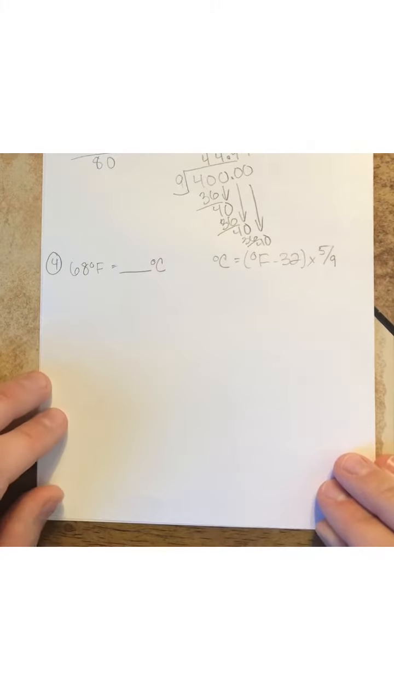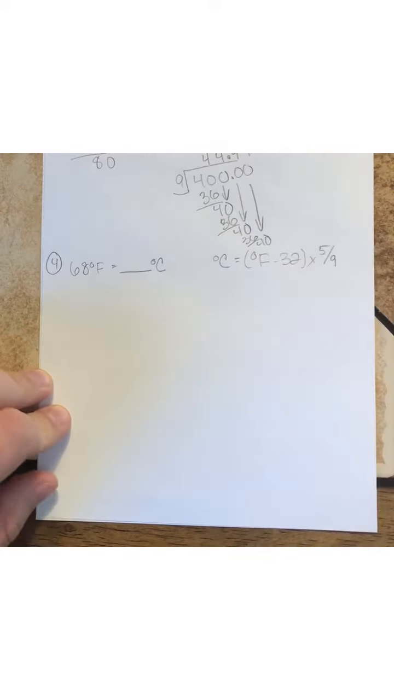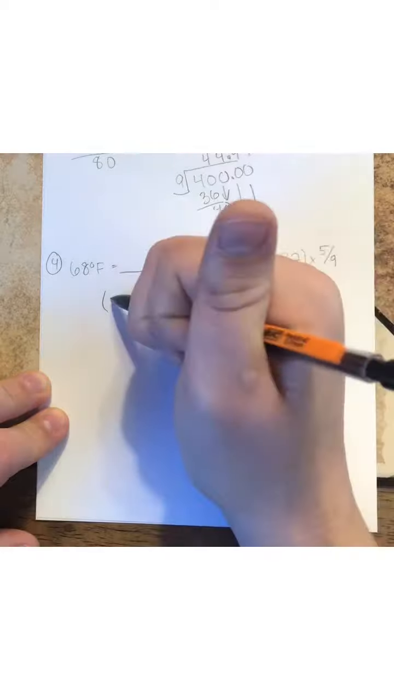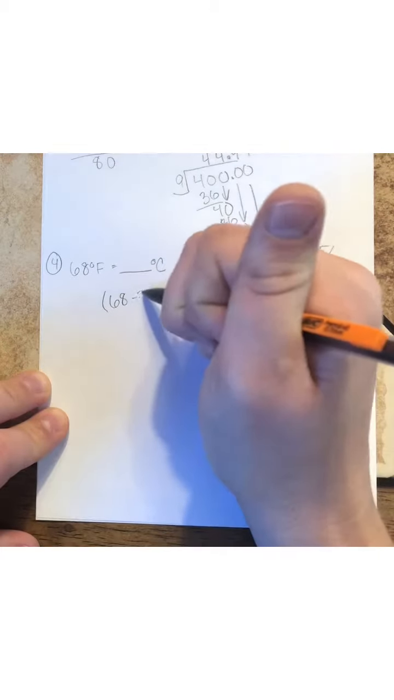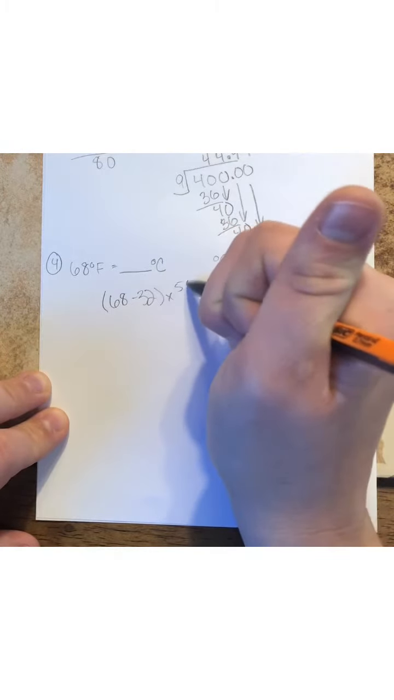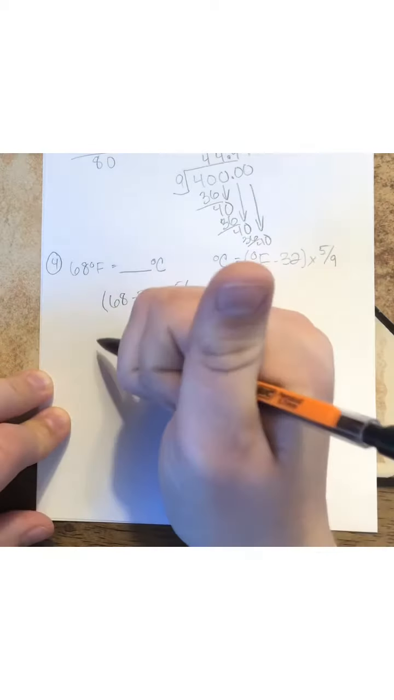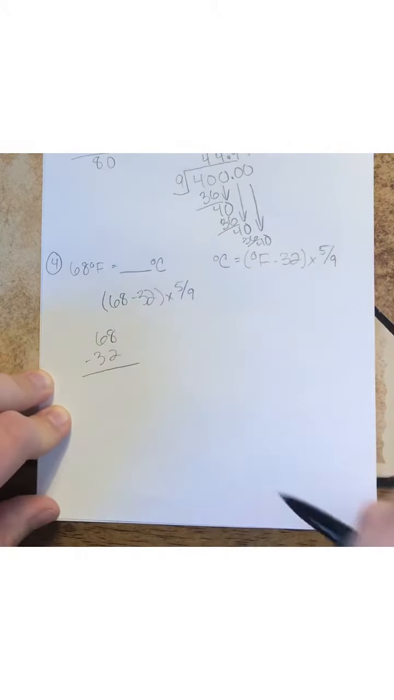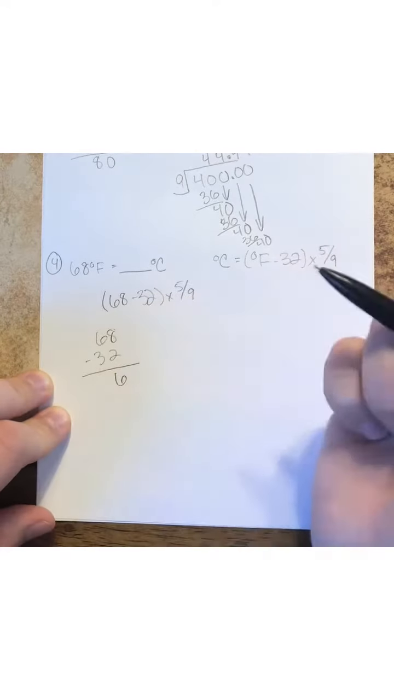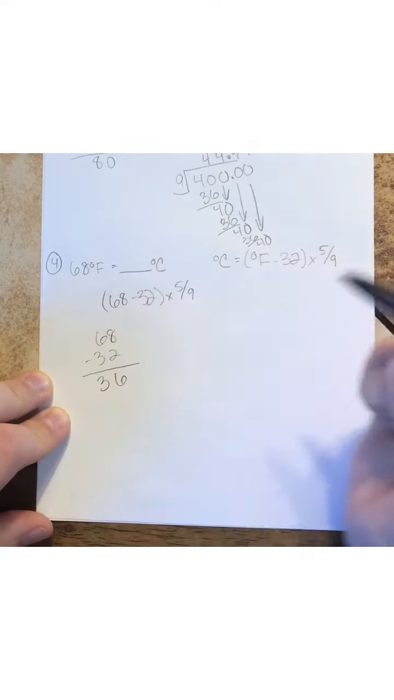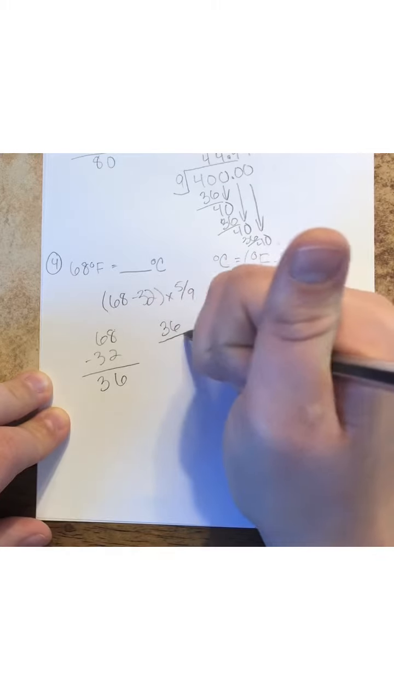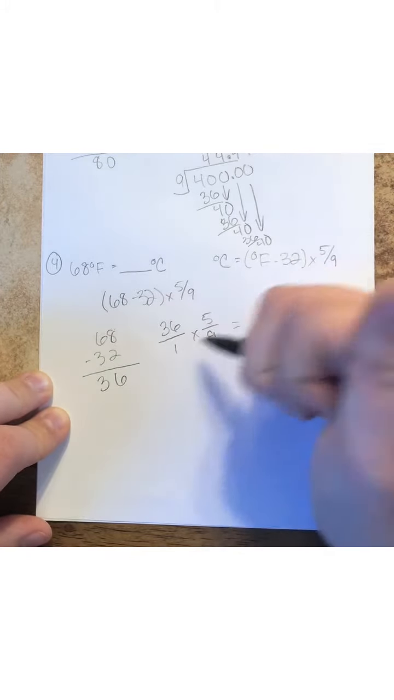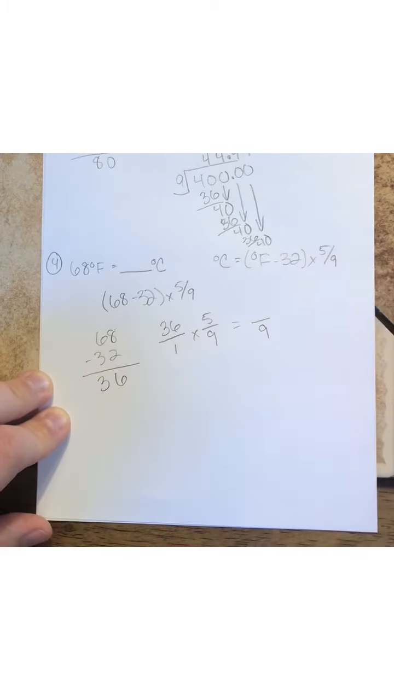All right, moving down to this one, we have 68 degrees Fahrenheit, and we're going to convert that to Celsius. So I'm going to plug my number into my equation. 68 minus 32. 8 minus 2 is 6. 6 minus 3 is 3. So I have 36 over 1 times 5 over 9. Multiply across. I know my bottom number is going to be 9.